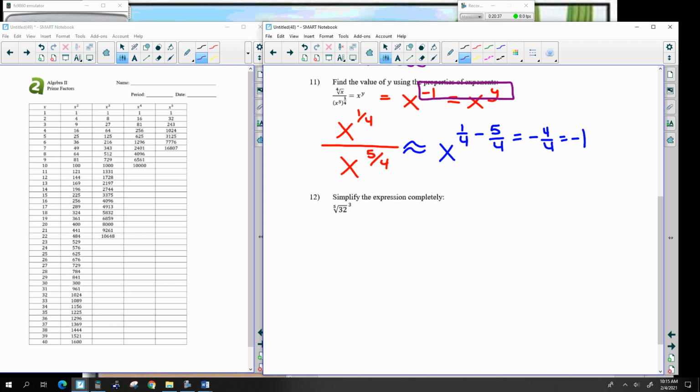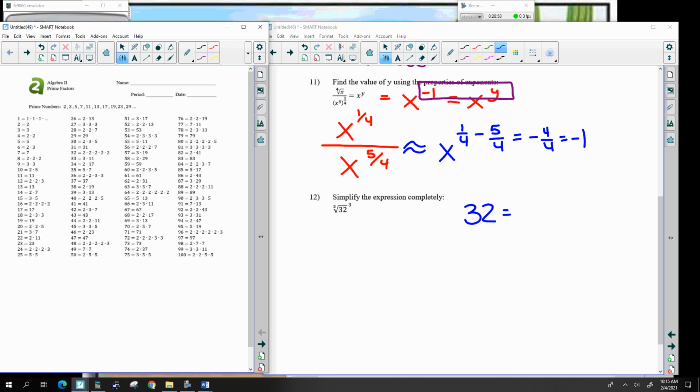Okay, simplify the expression completely. Let's see, how do I want to handle this? Great. So, think about the number 32. Looking at my factor sheet, the number 32 is 2 times 2 times 2 times 2 times 2.